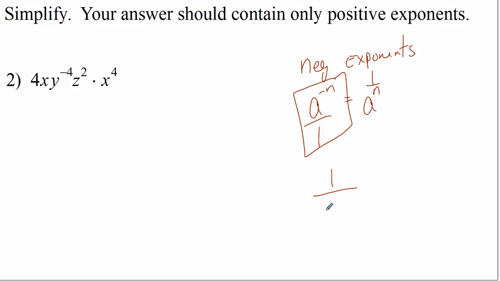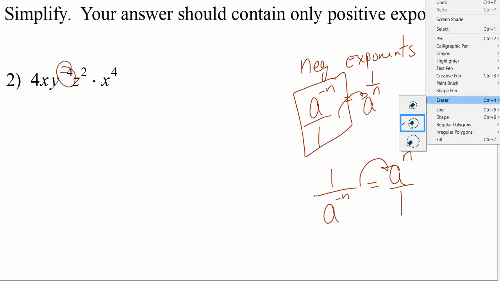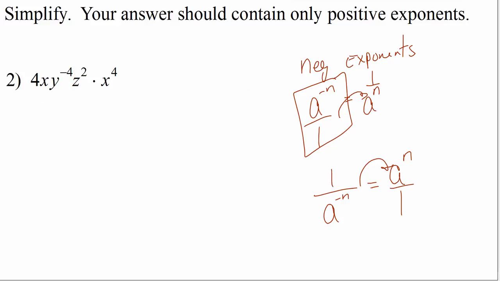But what would happen if I have the same variable in the denominator, but it's negative now? Well, again, I'm going to flip it. This is technically over 1, right? So you see that there's a flip here, there's a flip here. We need to understand that if I have a negative exponent, I need to flip in order to finish it. I can never leave exponents negative. It says the answer should only contain positive exponents. I need to make them positive.